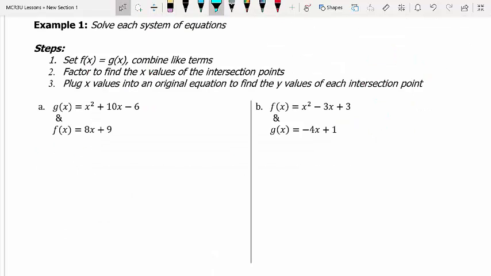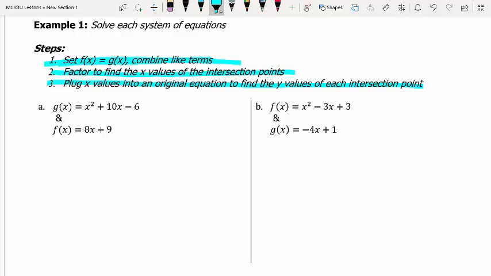So the steps for solving a system of equations: set your f of x equal to g of x, or the two equations in the system, set them equal to each other. Then combine like terms. Then you're going to factor to find your x values. And then you're going to plug those x values into the original equation to find the y value of the intersection points. And then combine the x and y values and you have your point or points of intersection.